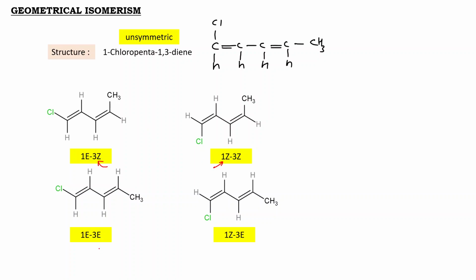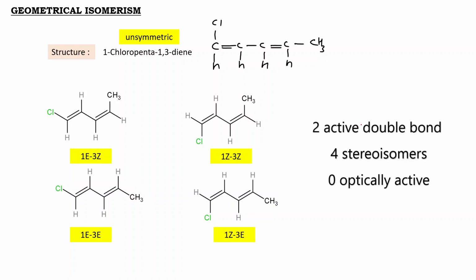1E3Z, 1Z3Z, 1E3E, and 1Z3E. And if you want to superimpose them, you would not be able to superimpose them. I guarantee you, you can try it. This is pretty basic stereochemistry. But there is one more thing. Let's first summarize it. Two active double bonds, unsymmetric structure, you will get 4 stereoisomers, and 0 of them will be optically active. Of course, I mention optically active molecules also, because in the next video, which I am planning about chiral carbons, you will have to understand optical activity also. But here there will be no optically active molecules.